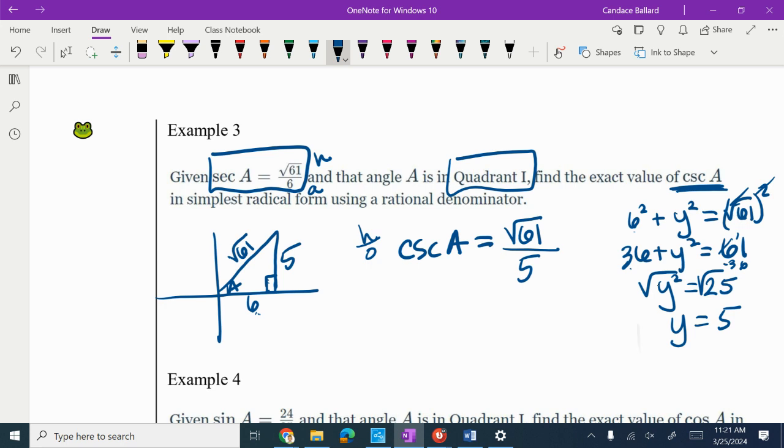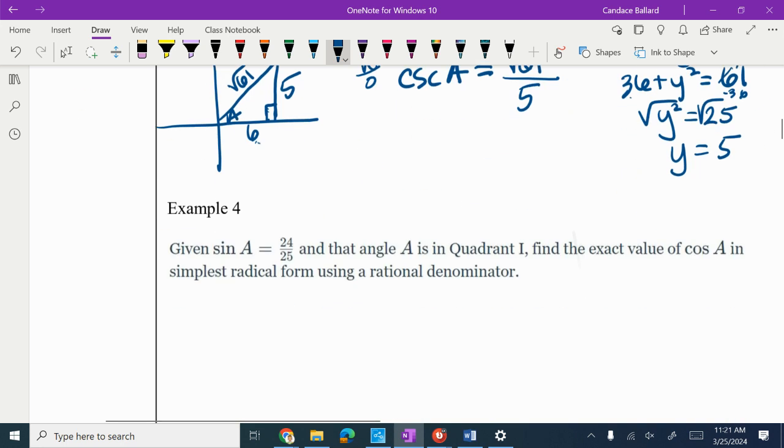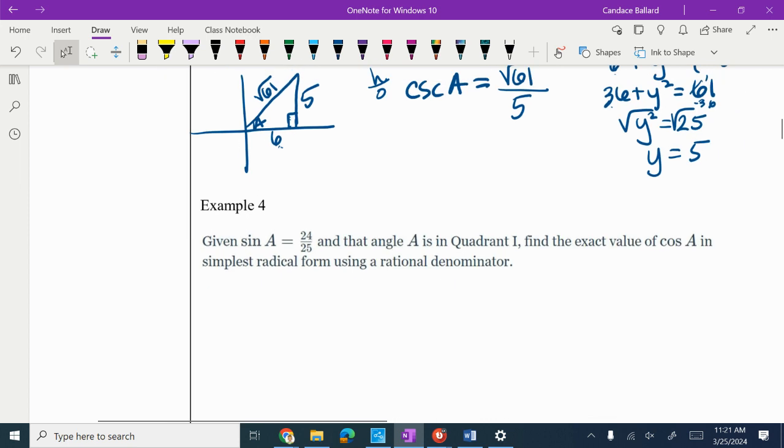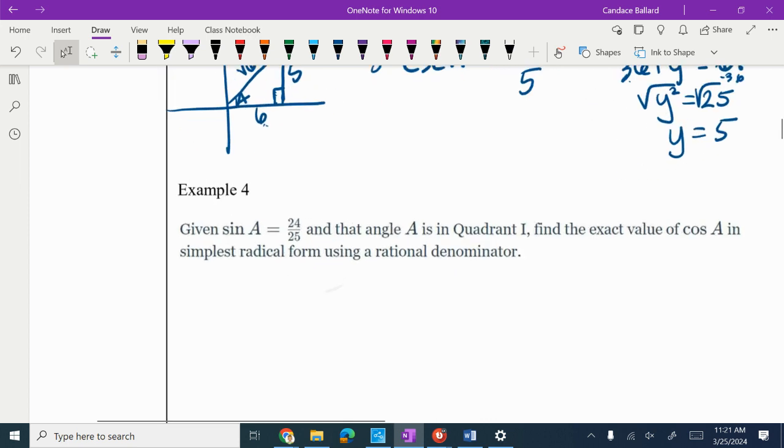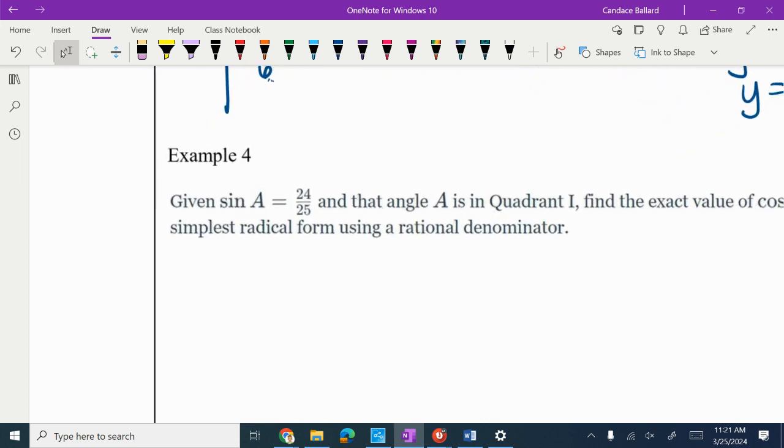Okay. I think that there's a couple more. Yeah, we're going to do one more together. Give you a little bit more opportunity to help me on this one. And then I'm going to have you try one on your own, and then we'll move it to a different quadrant. Okay. All right. So we've got sine of A is 24 over 25.